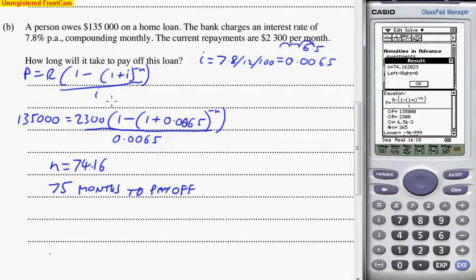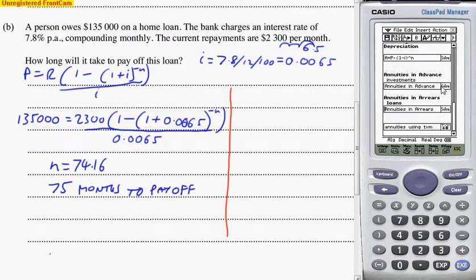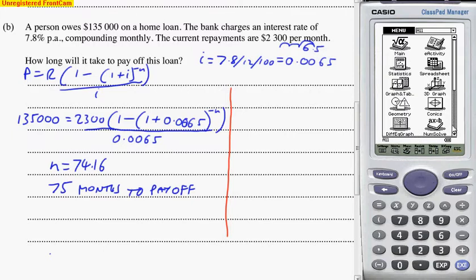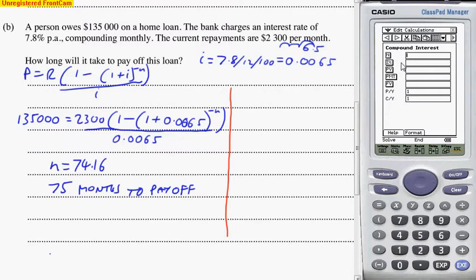I'll now do it separately. I'll do it using the finance program, that's the TVM, because some people would prefer to do it this TVM way for sure. I prefer this way. Anyway, here we go. If you go to the menu, find your finance program. There we go. All these calculations, what we want is the compound interest one. Here we go. N is what we're trying to find, so leave that blank for now.